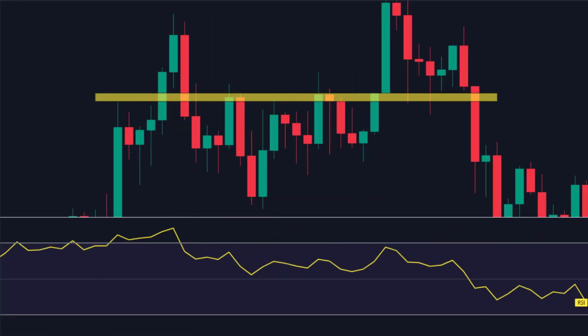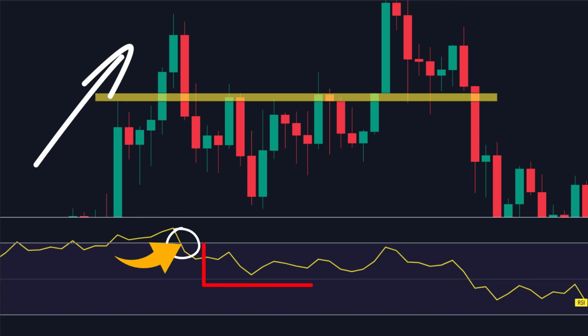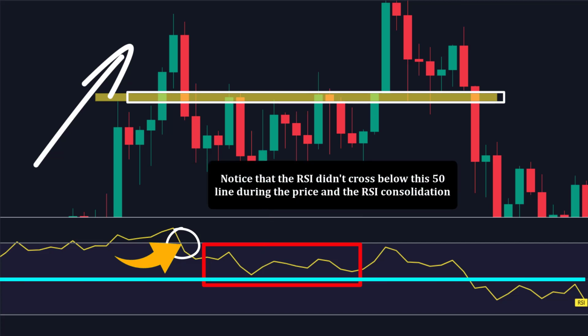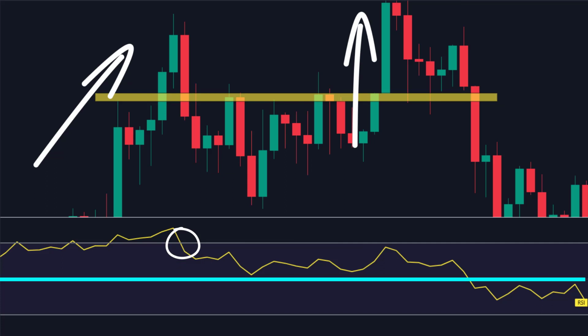Here is another example. As the price moved up making a new high, the RSI entered overbought. Then, when the RSI crossed below this 70 line, the RSI signal line and the price consolidated for a few candles before forming this resistance price level. Notice that the RSI didn't cross below this 50 line. Then price broke through the resistance and made a new high, which later reversed.